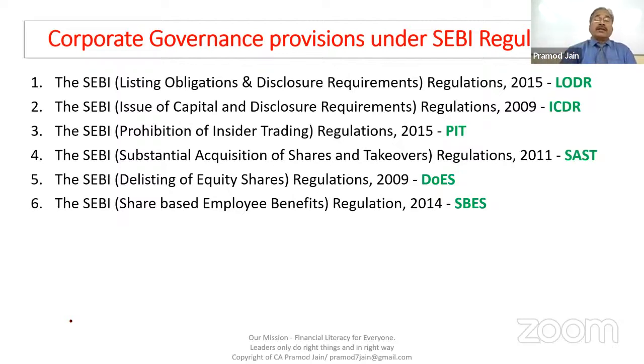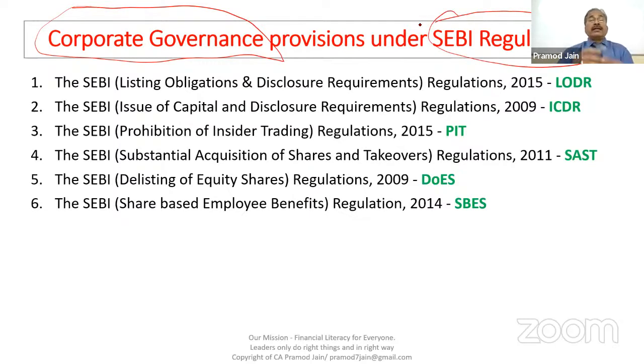तो अब देखिए, जहां तक कॉर्पोरेट गवर्नेंस का सवाल है, SEBI from time to time keeps bringing out different regulations, and as an independent director, it is necessary that you and I are well versed with these regulations. So some of these regulations which are very prominent, one is Listing Obligations and Disclosure Requirements. In short, it is known as LODR. The second one is Issue of Capital and Disclosure Requirements.